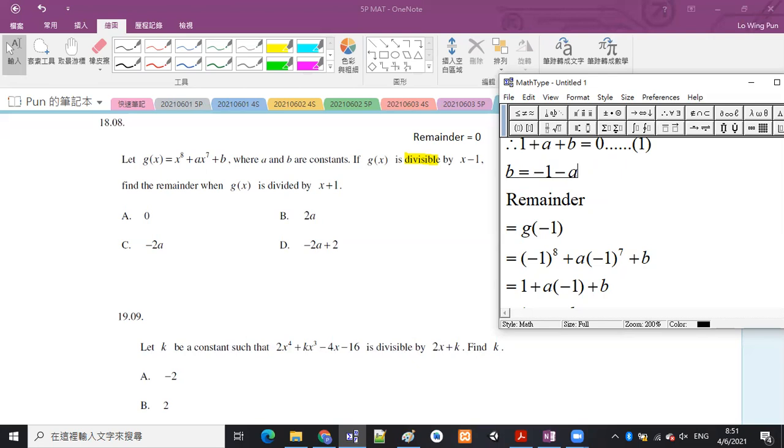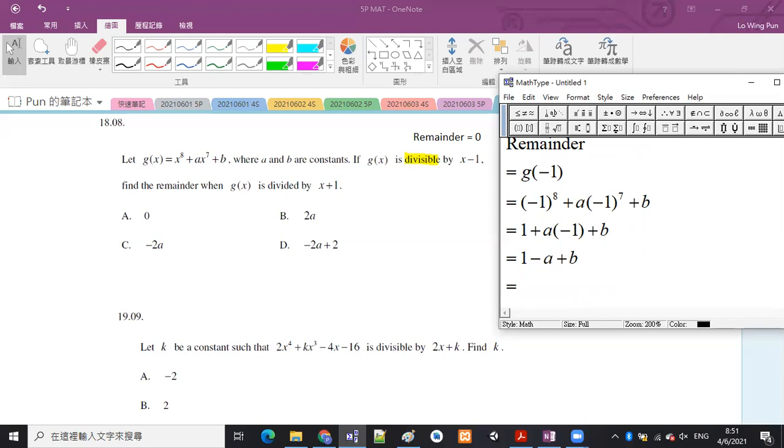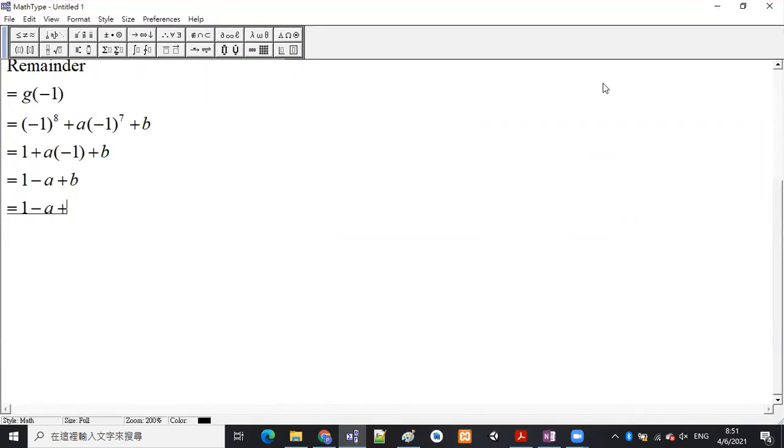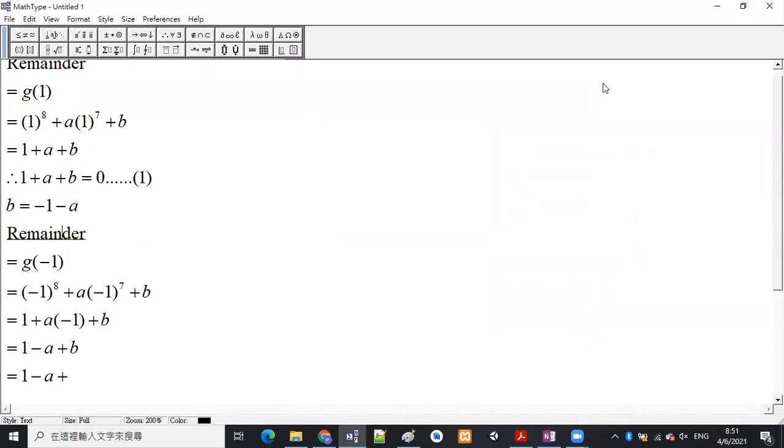And now, going back to answering the question. To find the remainder, I paused at this step, right? And now I know what I should do to the B. B is what? It's -1 minus A. Can you get this? Okay, this is from equation 1 with B being the subject. Because I know that I should change the subject to B, then B is replaced by -1 minus A.